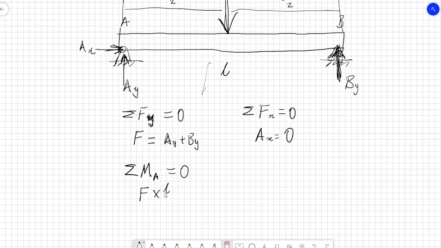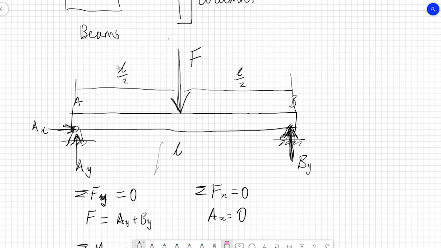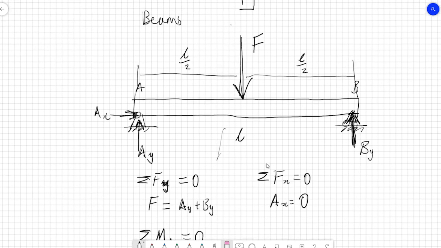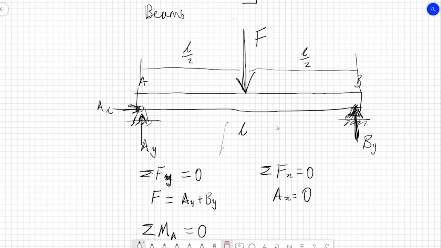F times L over 2 has to rotate it. The reason the beam is not actually rotating in a clockwise direction is because of the moment generated by the vertical force By here. As you can see from the diagram, By times length L is trying to rotate the beam counterclockwise.